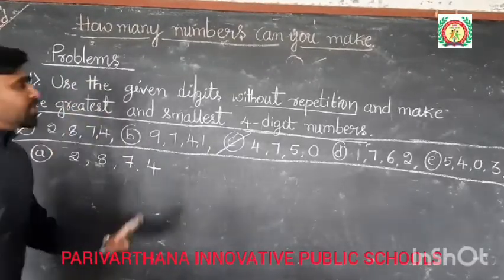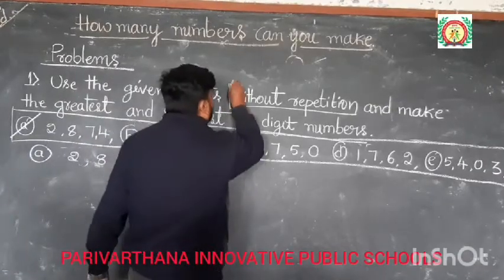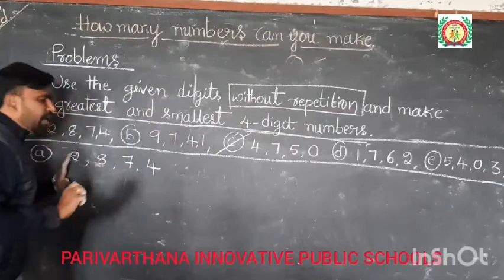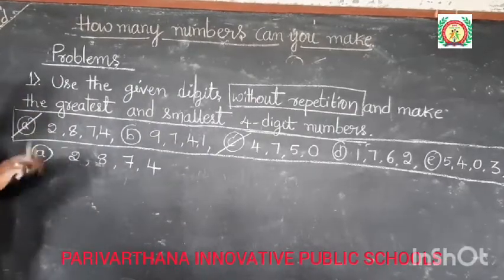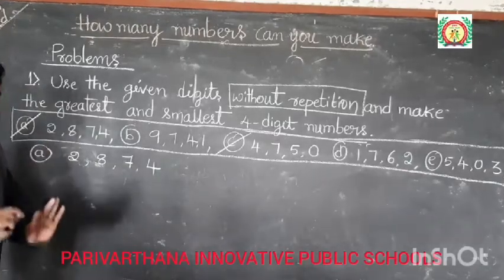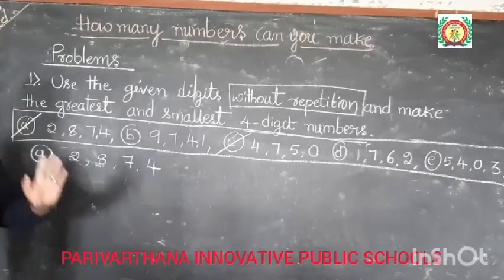Here the condition given is without repetition. That means don't use one digit two times. That means you cannot repeat 2 two times, you cannot repeat 8 two times. You have to use one digit one time.